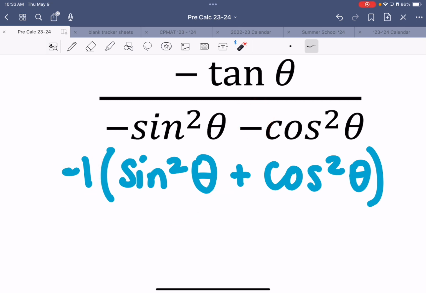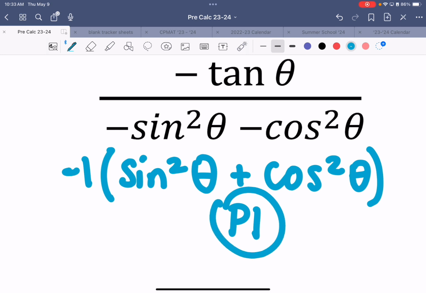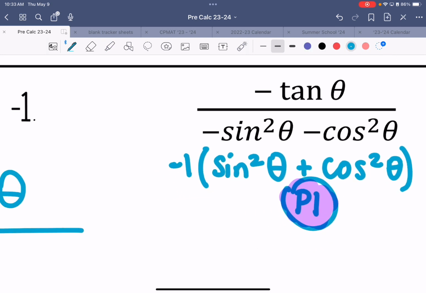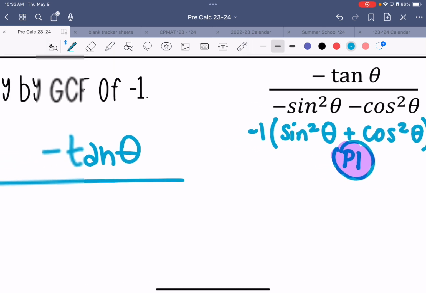And now, inside my parentheses, it does match the green paper. It has sine squared plus cosine squared, which according to my green sheet is equal to 1. So now I can apply my Pythagorean identity. I'm on P1. And P1 says that instead of saying sine squared plus cosine squared, I can say 1.